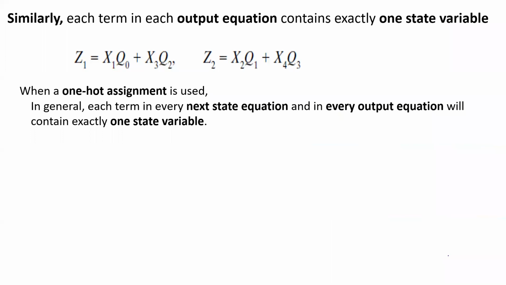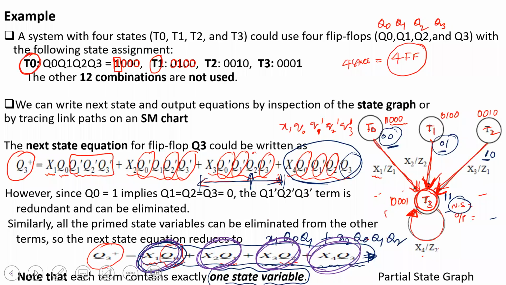Okay, so similarly, if you consider the output equations, for example Z1 and Z2, these are the conditional outputs that we have. If you want to find out Z1, what states are required? For Z1, T0 is required and T2 is required. So these two are required.